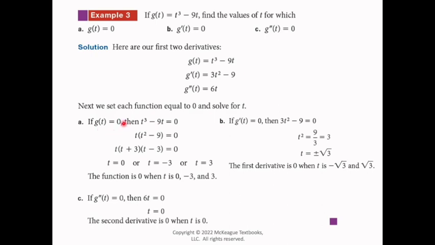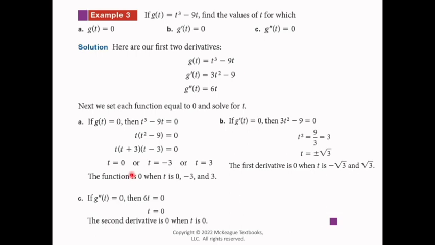So when I set the function g equal to 0 and I solve, I can set it up by factoring. I want to set it up first where I set it equal to 0, where I have t to the third minus 9t is equal to 0. Then I can factor out a t from both terms. What's left inside after I factor out the t is the difference of squares. I have t squared minus 9. So then I can factor that a second time and write that as t plus 3 times t minus 3.